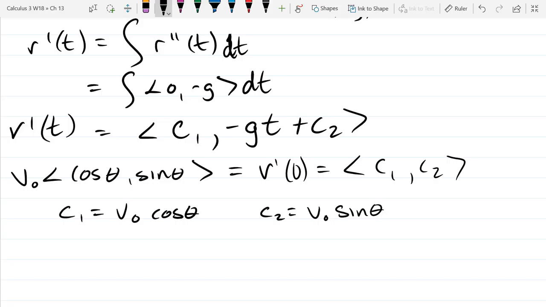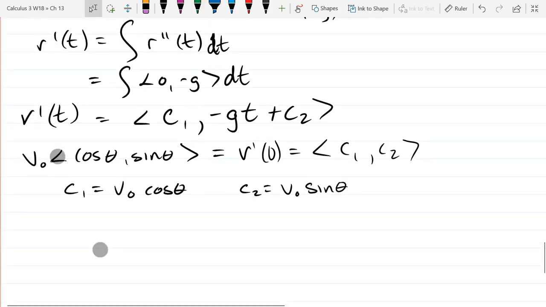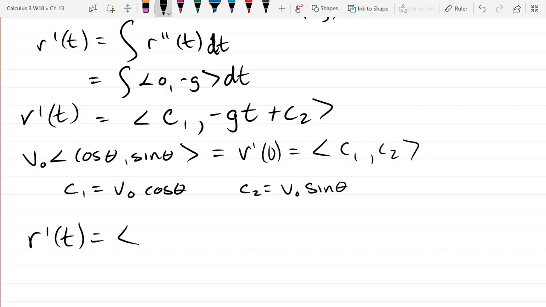Do I need to do any more steps to show why that's the case? Okay. I mean, just multiply the v naught over, and then you got two equations. So not much going on there. All right, so that's our velocity, or r prime of t. So we'll write the full version with these values. So we got v naught sine theta, comma, negative gt plus v naught cos theta.